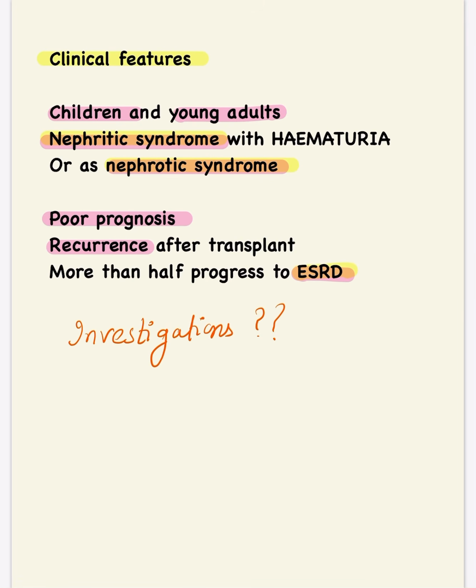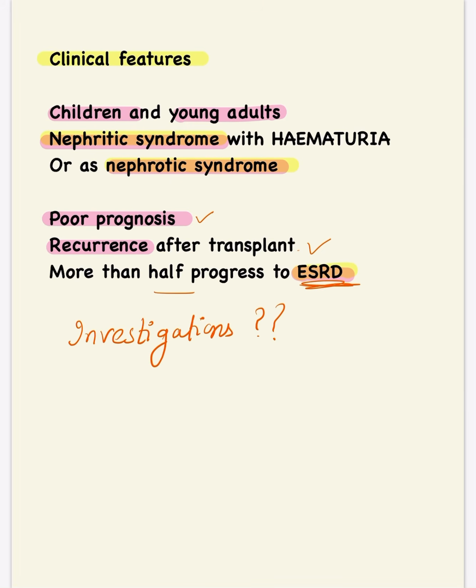Clinically it is seen in children and young adults, and can present as nephrotic syndrome, or along with it hematuria can be seen. Again, it has a poor prognosis, and recurrence after renal transplant is common, and more than half of them progress to end stage renal disease.